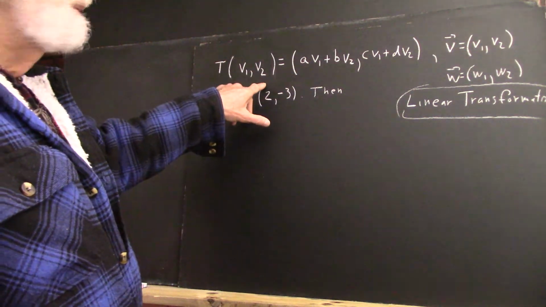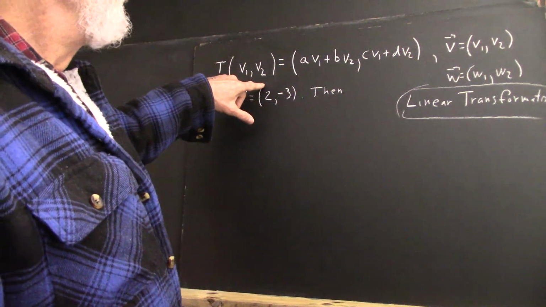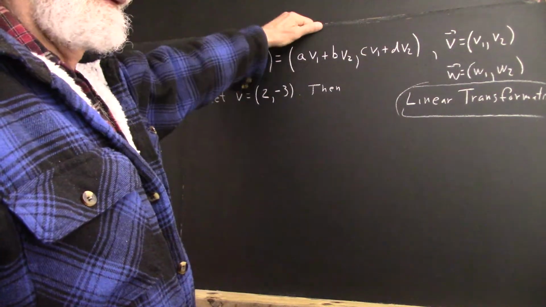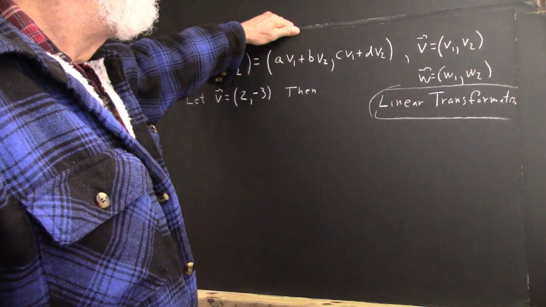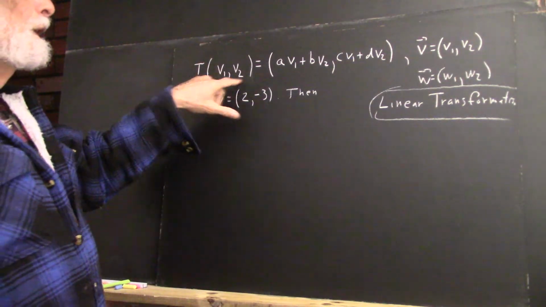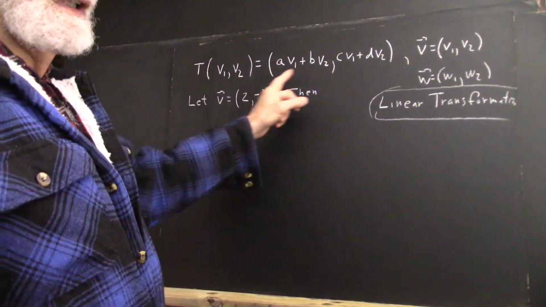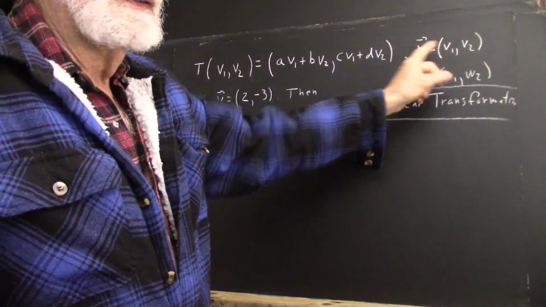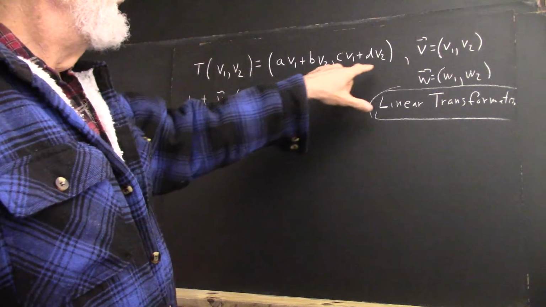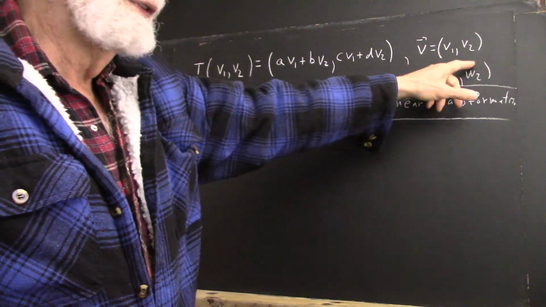Let T of (v1, v2) be defined as follows. This is T applied to the ordered pair (v1, v2), and this ordered pair can be regarded as a vector in R2 if we wish, and I pretty much wish that. Then T applied to (v1, v2) gives you another ordered pair. The first component is a linear combination of the numbers v1, v2, the components of this v vector. Your second component is another linear combination of the components of v.